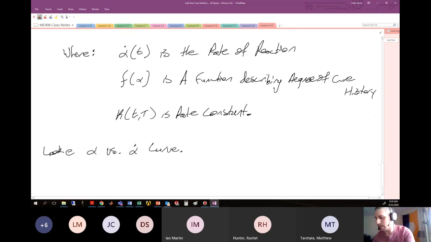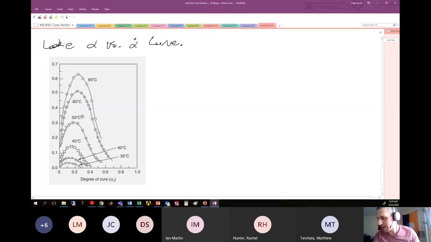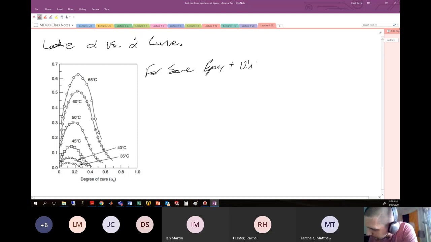All right. Here's an example for the resin system I just showed previously. So this was for the same epoxy plus vinyl ester system from before. Okay, so lots of lines on this one. Again, different lines for different curing temperatures. Again, here are my curing temperatures, 65, 60, 50, and so on. Now let's interpret what's going on in this figure.